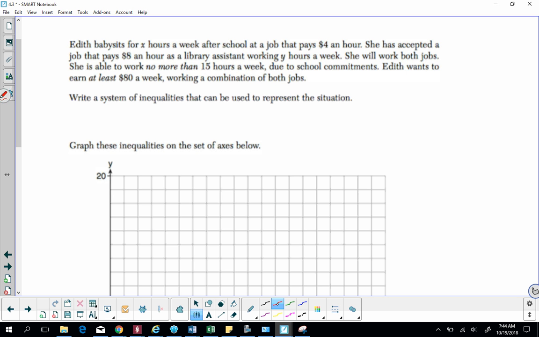Elliot works for a few hours a week after school at a job that pays $4 an hour. She has accepted a job that pays $8 an hour as a library assistant. Working y hours a week, she will work both jobs and is able to work no more than 15 hours a week. Due to school commitments, Elliot wants to earn at least $80 a week working in combination with both jobs. Write a system of inequalities that can be used.